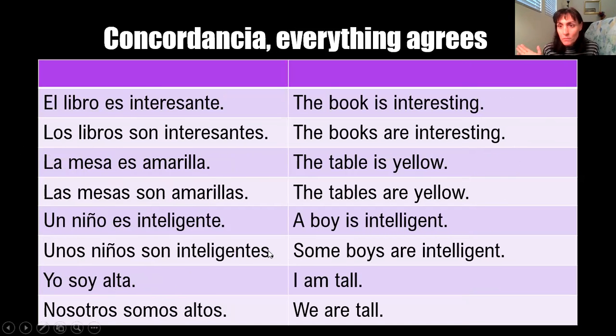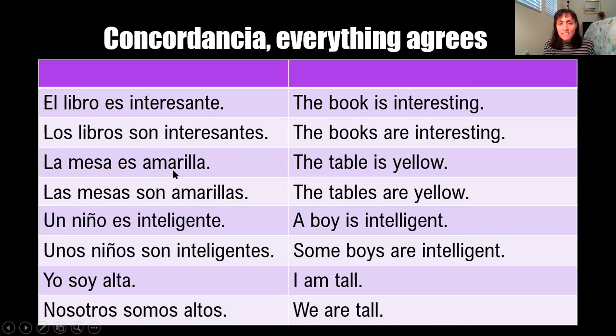So here are some complete sentences, and we're going from singular in one sentence to plural in the next. El libro es interesante. The book is interesting. To make el plural, el becomes los, libro becomes libros, es becomes son. Instead of it is, it's they are. And then interesante becomes interesantes. So the whole sentence goes from singular, el libro es interesante, to plural, los libros son interesantes.